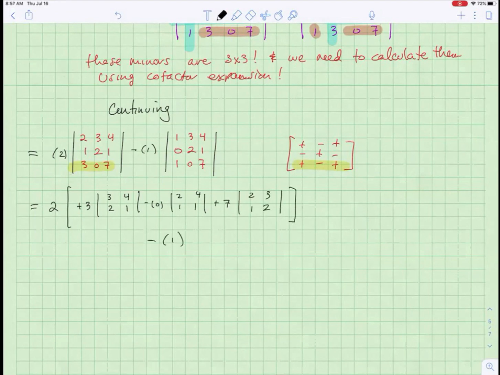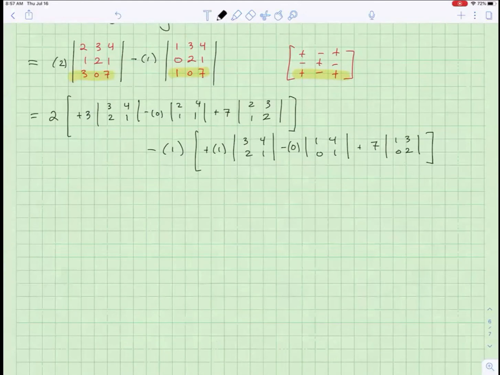Minus 1, and we need to expand again. I'll just go across that bottom row again, make it easy. We have zeros there. So this will be a positive 1 times the minor 3, 4, 2, 1, minus 0 times the minor 1, 4, 0, 1, plus 7 times the minor 1, 3, 0, 2. So I didn't really have room to annotate all of that. Hopefully you're following this. And we got to go nice and slow here.